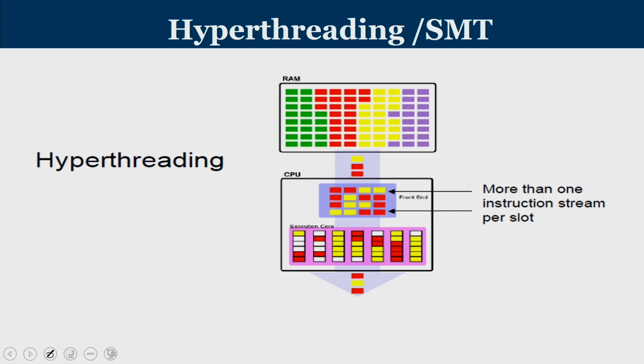We are moving into the next level of superscalar processing. This is known as simultaneous multi-threading, or hyper-threading. In this case also, we are bringing multiple instructions, but if you look, I am going to issue 2 instructions of red and 2 instructions of yellow. That means in a given clock cycle itself, I am going to handle multiple instructions. This is known as hyper-threading.